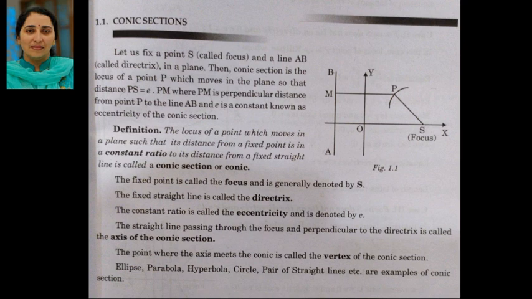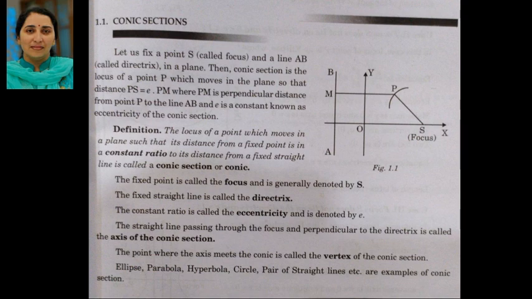If the focus S does not lie on the directrix and e is equal to 1, then the locus of the point P, that is the conic section, will be a parabola. If the focus S does not lie on the directrix and e lies from 0 to 1, then the locus of the point P, that is the conic section, will be an ellipse.